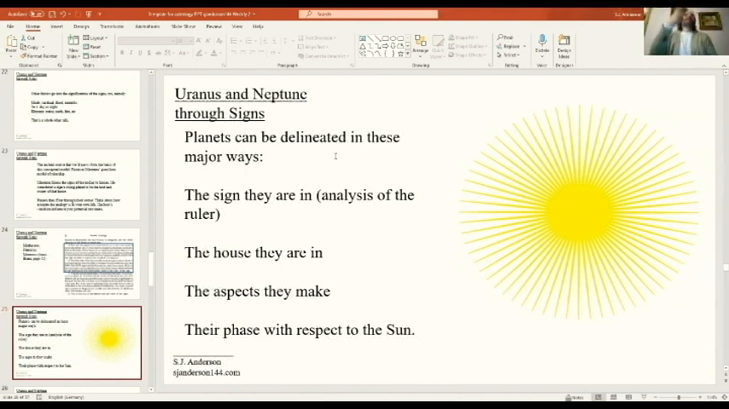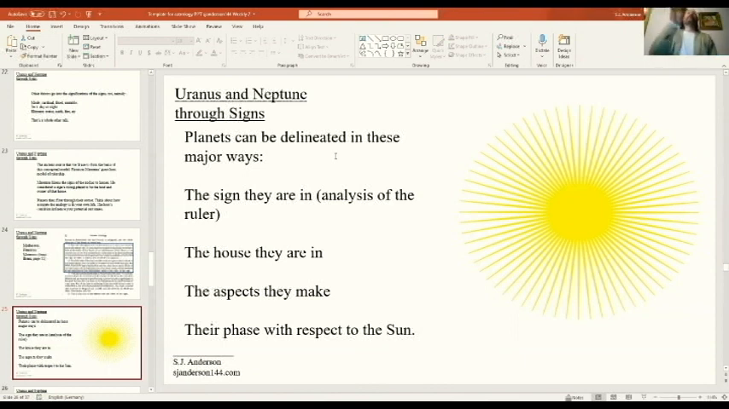The aspects they make, again, very essential. If you have Uranus on the ascendant, that's going to tell you something fundamental about a chart. If you have Uranus conjunct Mercury, that will give you a lot of information. So I think it certainly varies way more than Uranus and Neptune in the signs. And so it can be more unique and interesting. And then the phase with respect to the sun. So if they're retrograde, direct, or if they're under the beams of the sun. This can also be how we might delineate a planet. These are some of the major ways.